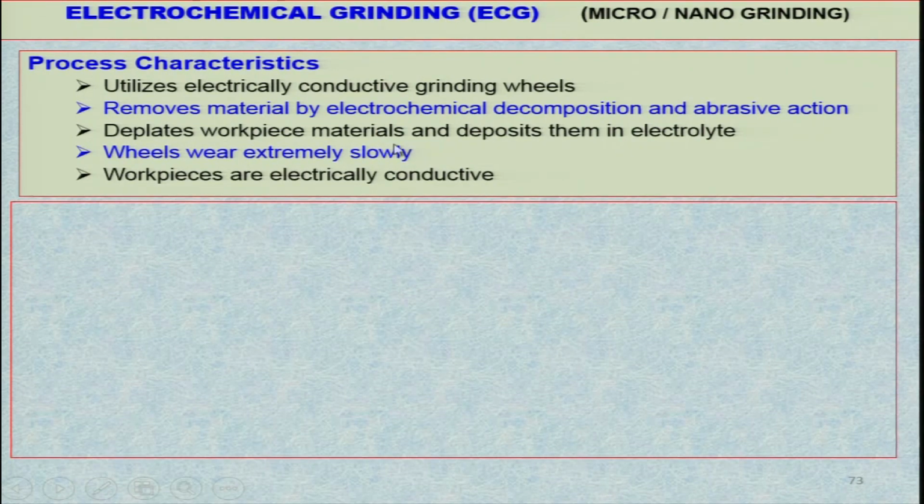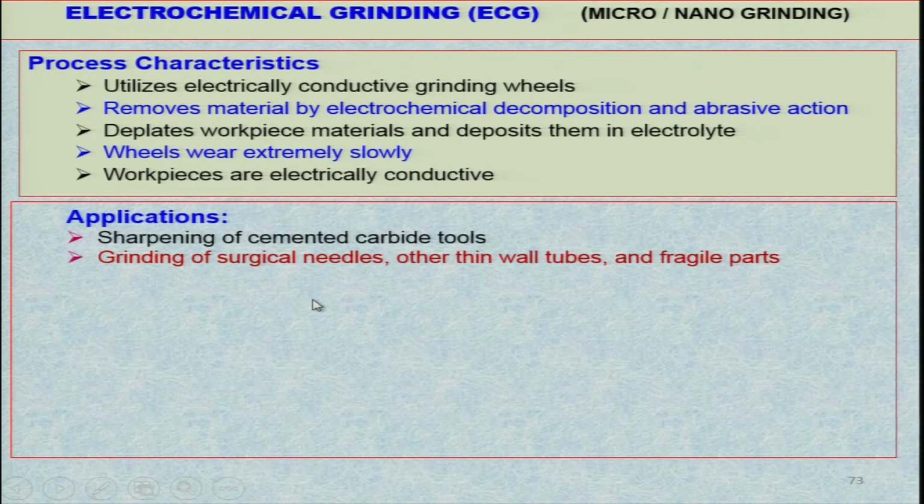It depletes workpiece material and deposits it in the electrolyte, and wheels wear extremely slowly because the actual material being removed by the abrasive particle is very small. A large amount of material is being removed by electrolytic dissolution only. Workpieces must be electrically conductive, because electrically non-conductive workpieces cannot be machined. Now, applications are sharpening of cemented carbide cutting tools, grinding of surgical needles, other thin wall tubes and fragile parts.